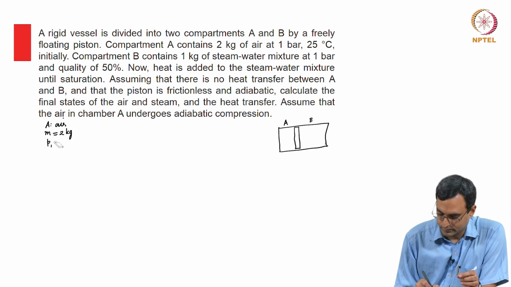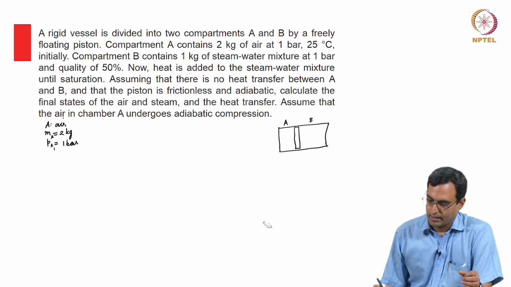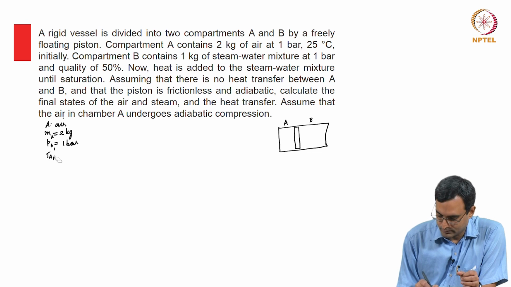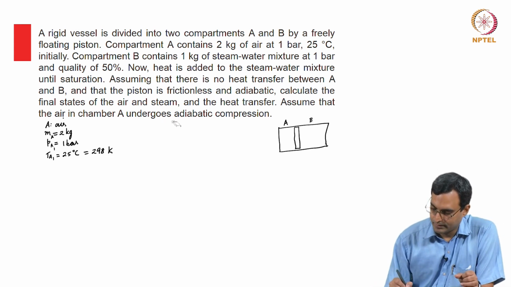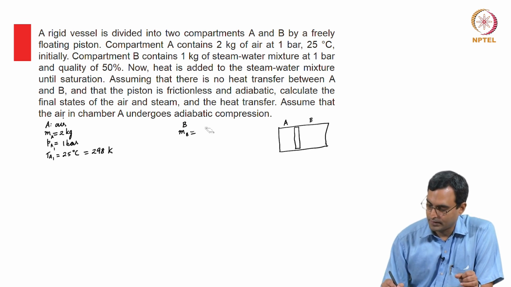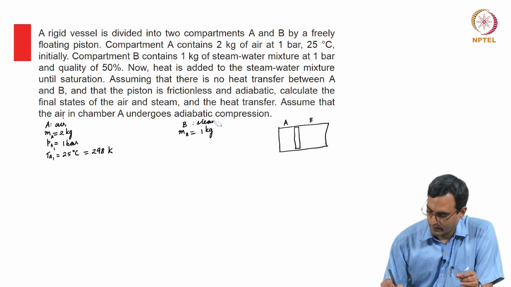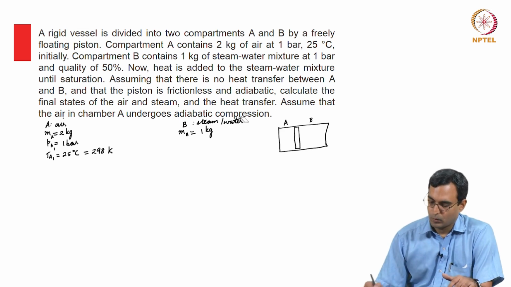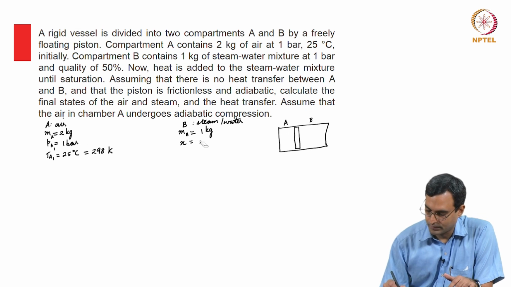Pressure is 1 bar, and 25 degrees centigrade. B contains 1 kg of steam water mixture, and quality is 50%, which is 0.5.